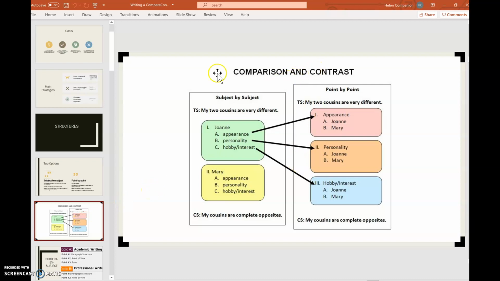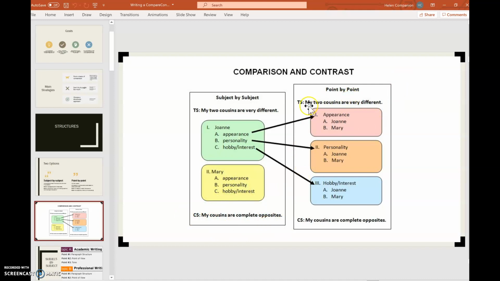So here's a side-by-side comparison of the two types of structures. In the first one, if you had the thesis statement 'my two cousins are very different,' you would have a paragraph where you talked about Joanne, and then her appearance, personality, and hobbies and interests. And you'd have a paragraph where you talked about Mary and her appearance, personality, hobbies, and interests. And then your conclusion would focus on why the cousins are complete opposites.